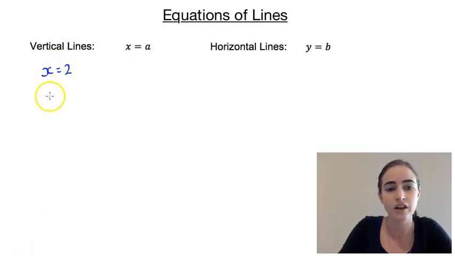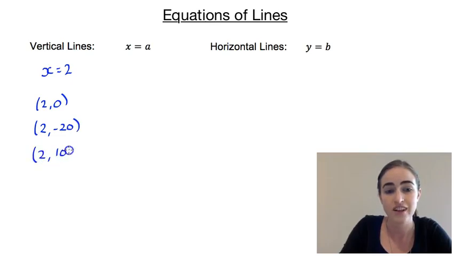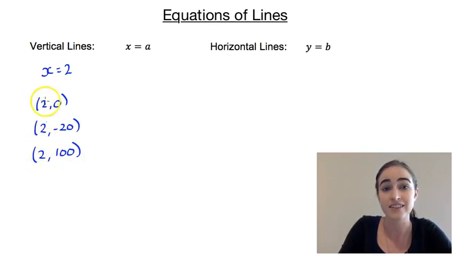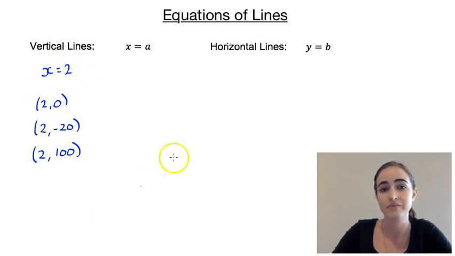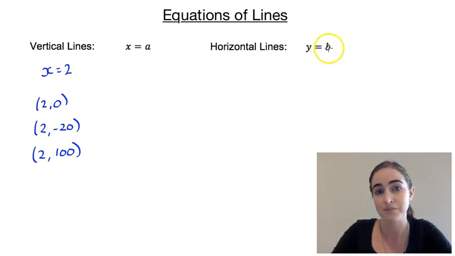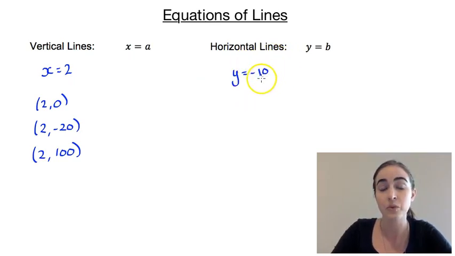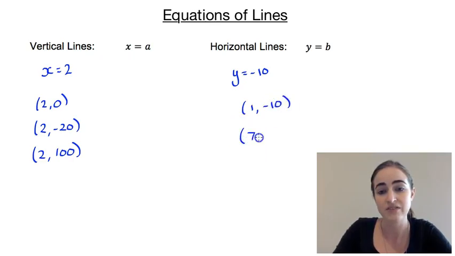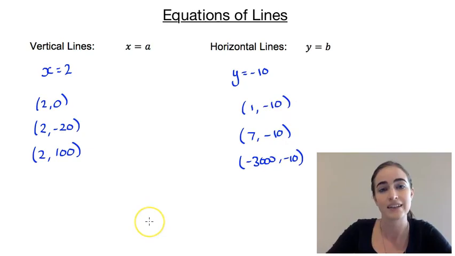So some of the points that lie on that line could be (2, 0), or (2, -20), or (2, 100). Any point that has a 2 as the x-coordinate is going to lie on that line. It's really similar for horizontal lines, except the equation is going to be y equals some number. So for example, if we had y equals -10, then any point on that line is going to have a y-coordinate of -10. So it could be (1, -10), it could be (7, -10), it could be (-3000, -10), but it's always going to have that -10 as the y-coordinate.